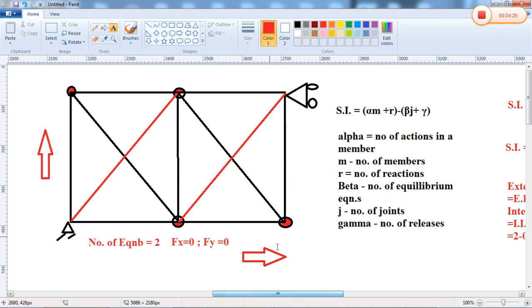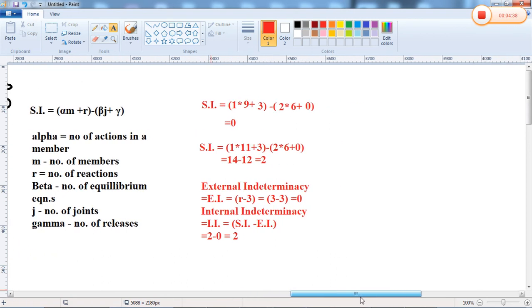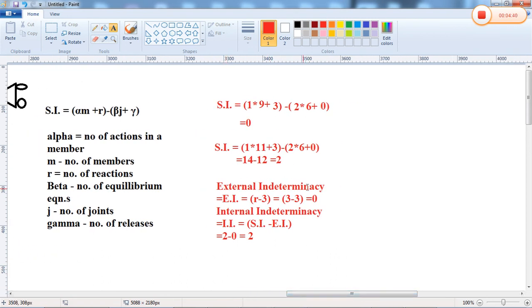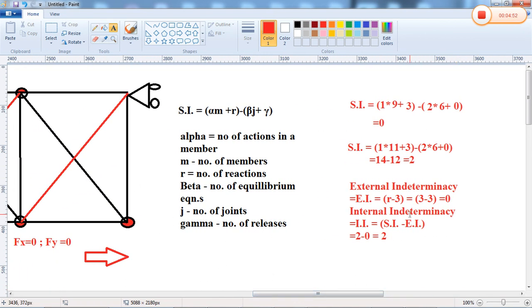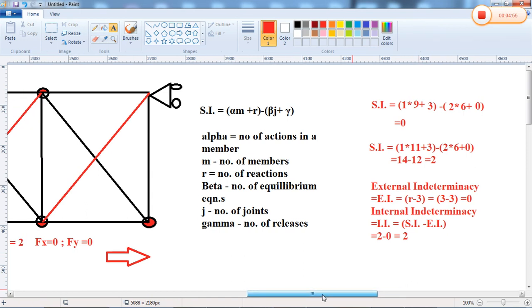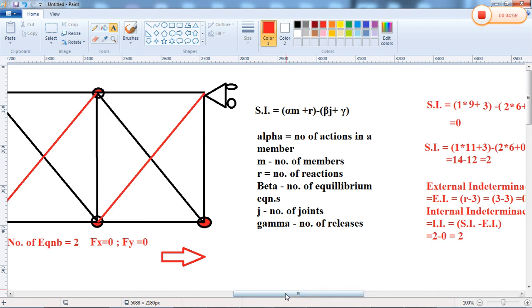Now if I add 2 more red lined cords, or members of the truss, then the number of members becomes 11 and the static indeterminacy becomes 2. If we want to calculate the external indeterminacy here, it's r minus 3, that's 3 minus 3 equal to 0, and the internal indeterminacy here is static indeterminacy minus external indeterminacy. For the second case, when there are red members as well, it is equal to 2.